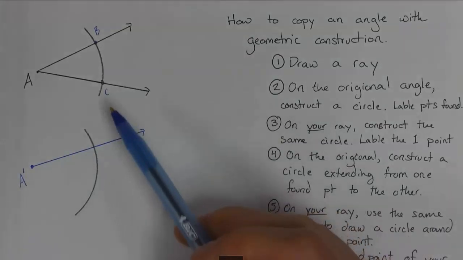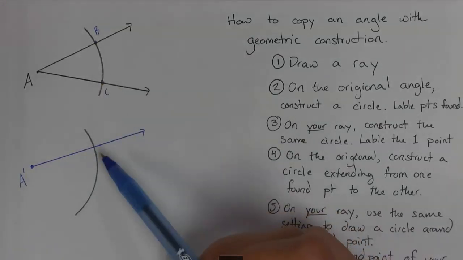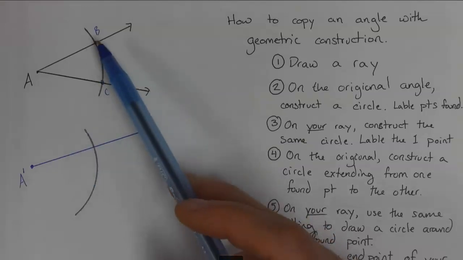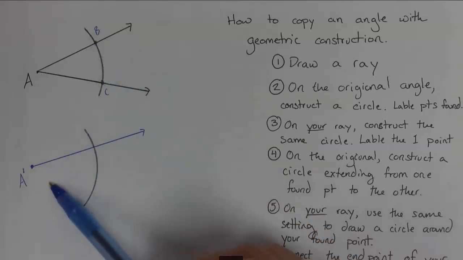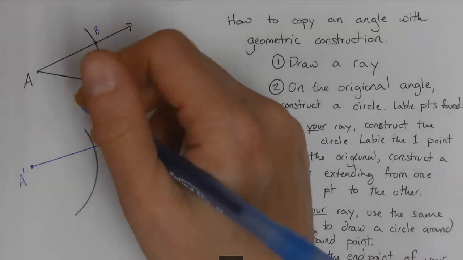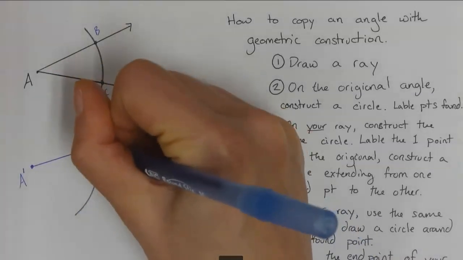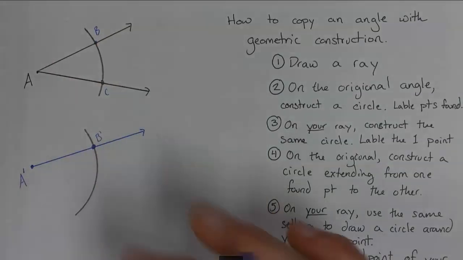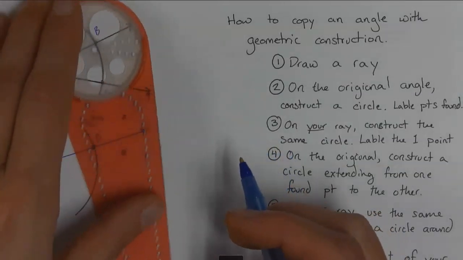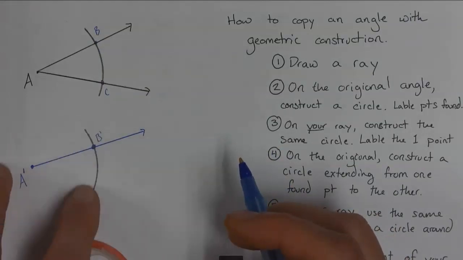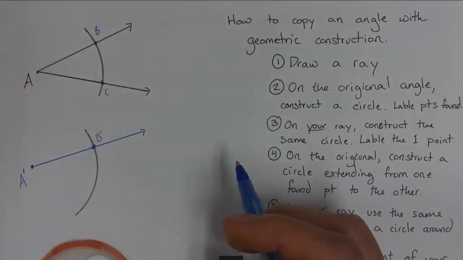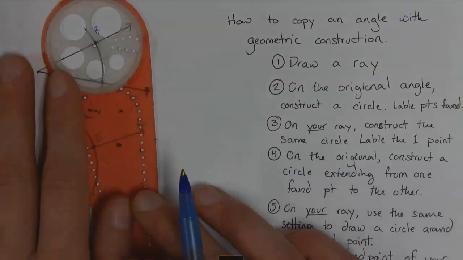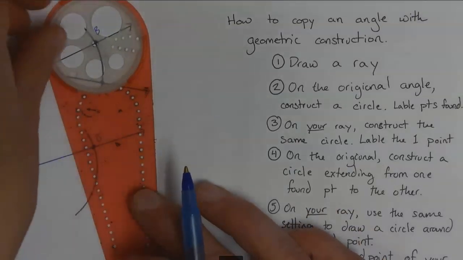I want to find where C is. And if I can find where C is compared to B, it means that I'm going to be able to draw in a new C point, since I've already found the new B point. It's the same distance away as the original one was. So if I want this to have a similar distance C from B, all I have to do is find the circle that connects B and C.